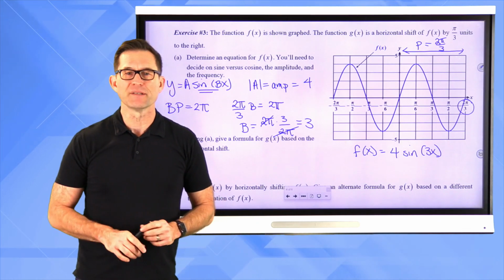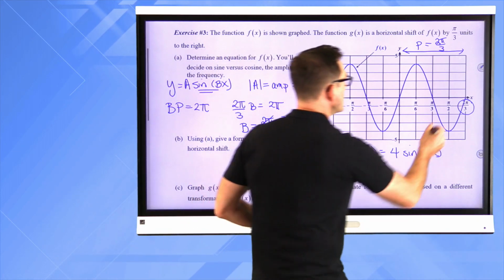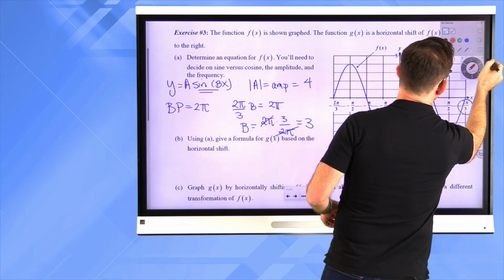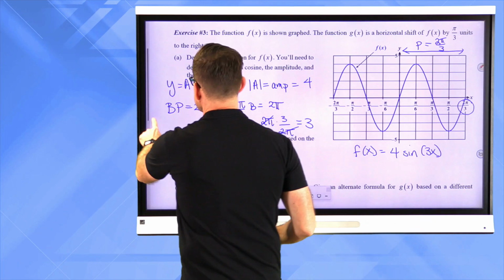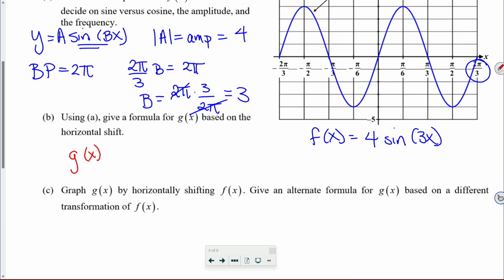So I'm going to make a mistake, and then I want to talk about the mistake. What a lot of students would do if they were first approaching this problem is they'd say, no problem, g of x, which is going to be f of x minus pi over 3, will be equal to 4 times the sine of 3x minus pi over 3.